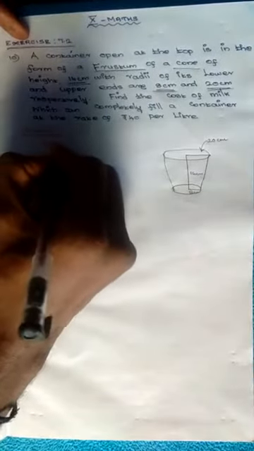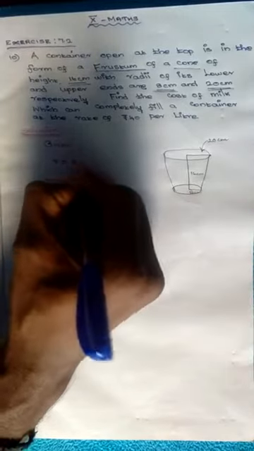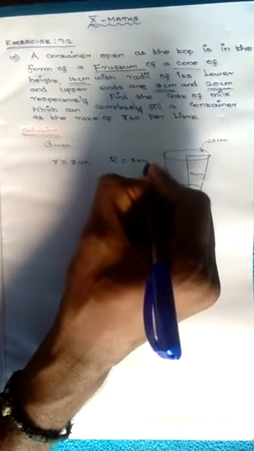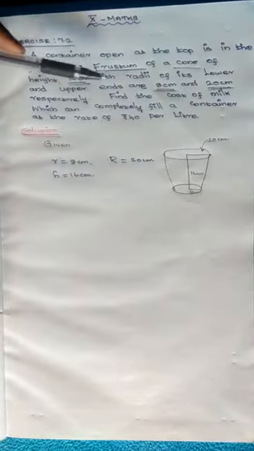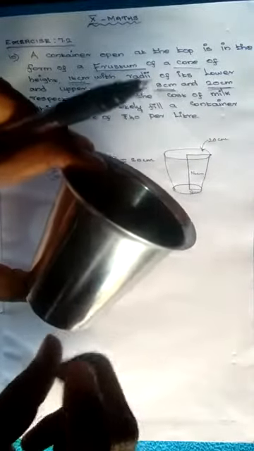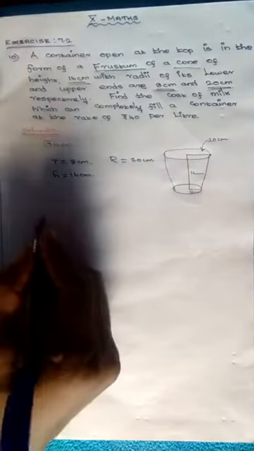So given small r equal to 8 centimeter, capital R equal to 20 centimeter, and the height of the frustum is 16 centimeter. Next, find the cost of milk which can completely fill the container. In a three-dimensional figure, filling completely means finding the capacity of the container. Capacity means volume, so we find the volume.